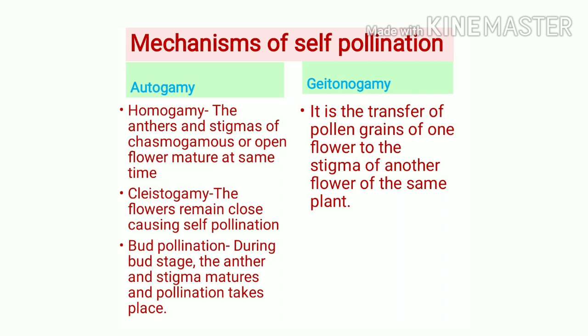Now let's come to the next mechanism of self-pollination. This is called gametogamy. Gametogamy is a type of self-pollination which takes place between the flowers of the same plant, but here the pollination does not take place in the same flower. Therefore, it is the transfer of the pollen grains of one flower to the stigma of another flower of the same plant. That means two flowers from the same plant are involved in gametogamy. So this is also self-pollination.